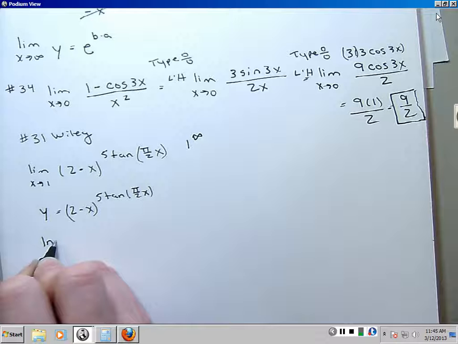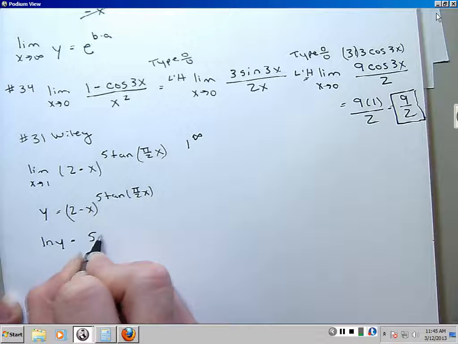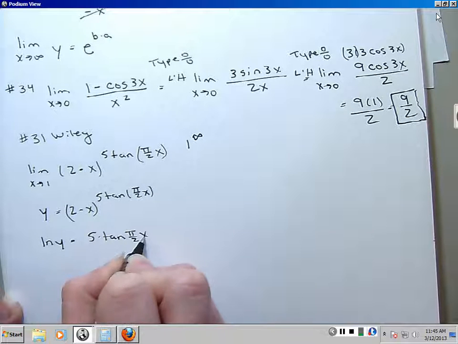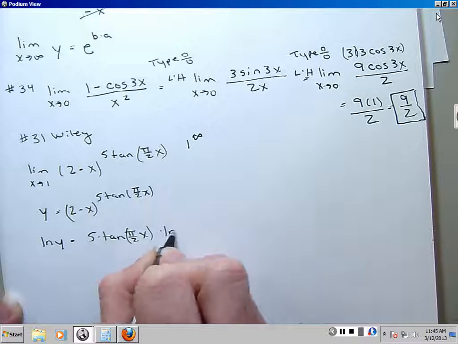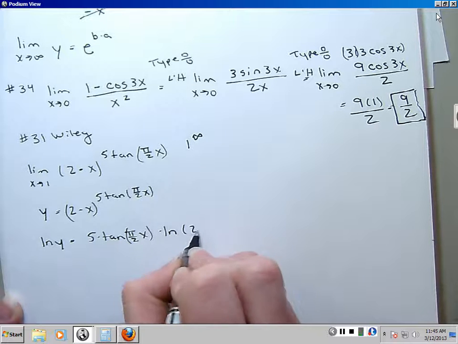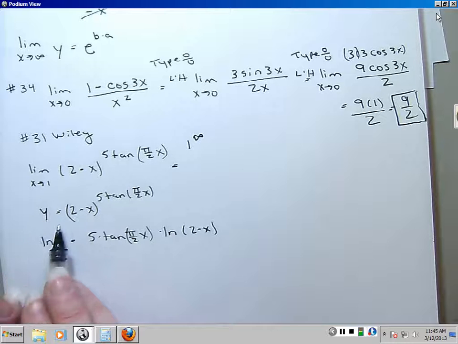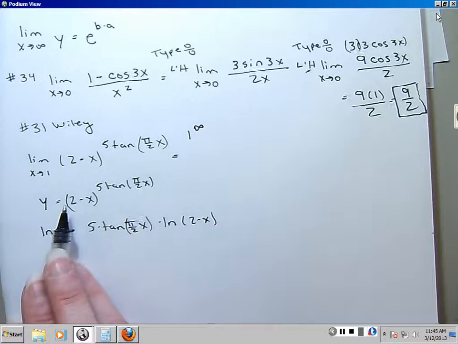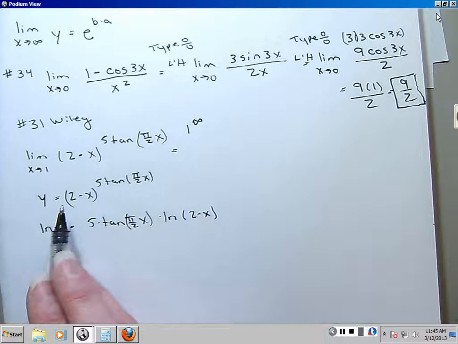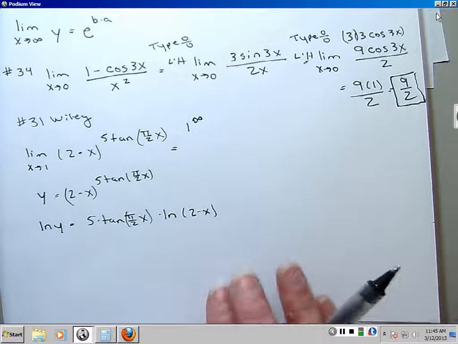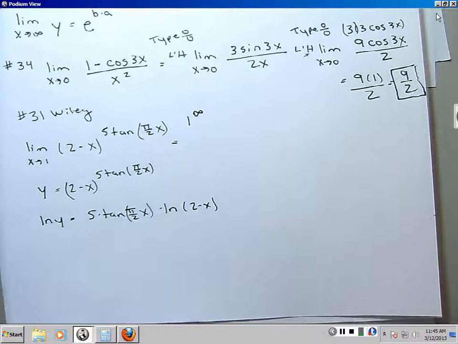So ln of y equals 5 times tangent of pi over 2x. So did your limit just go away? I am going to deal with it in a minute. So here, I'm just saying I'm going to let y equal the function. I'm going to evaluate the limit of y, because that would be this. But I can't evaluate the limit of y right now. I'm going to evaluate the limit of ln of y.